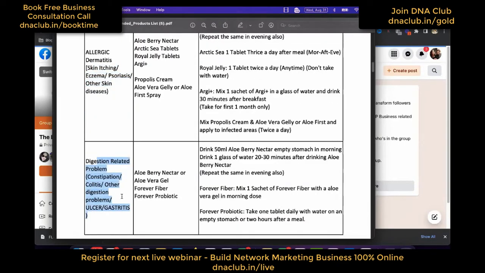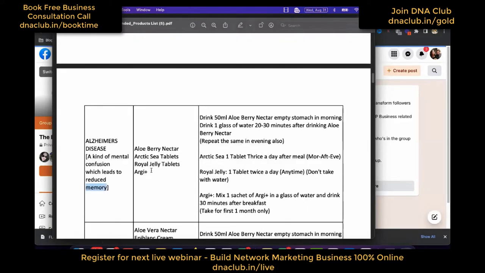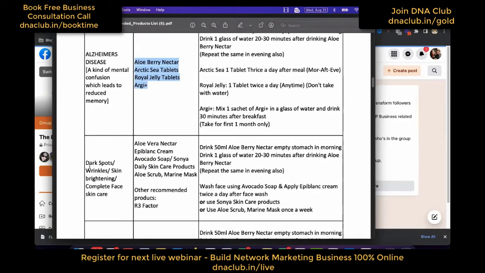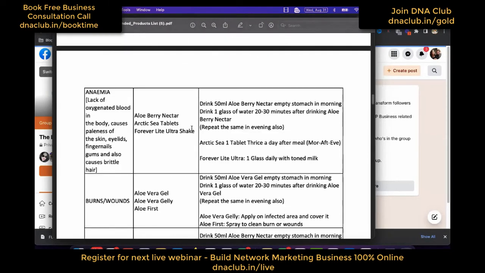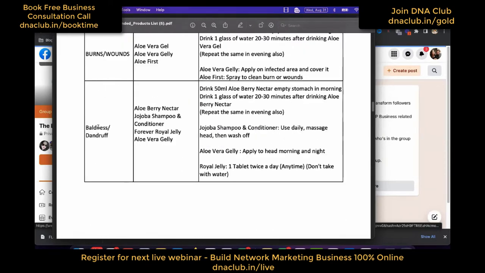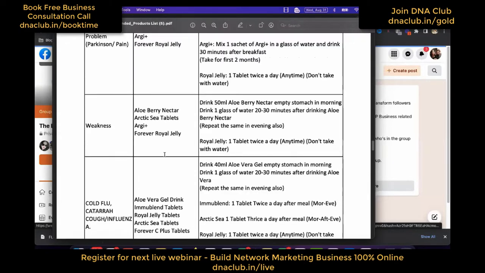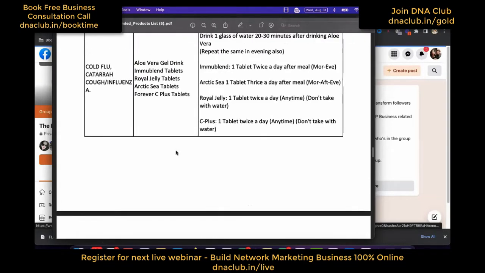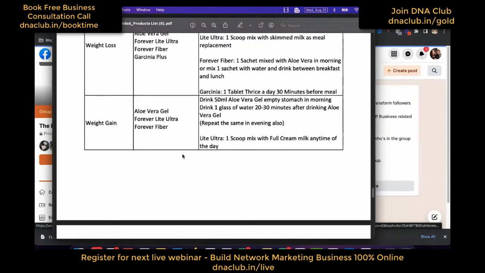and anything related to digestion problems, constipation, ulcer, gastric problems. Then Alzheimer's, something related to memory. Then what are the products recommended? Dark spots, wrinkles, skin diseases, alcoholism, anemia. So these are the products recommended. Burns and wounds, baldness and dandruff. So all these products, I actually created this document, and this document actually saves lots and lots of time for me.